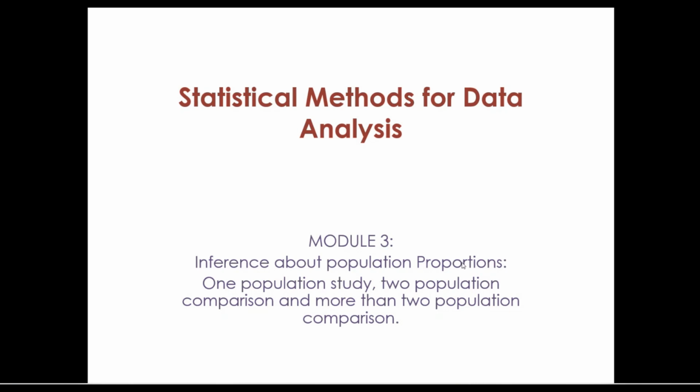So in module 2, we are making inference about means of the population. Module 2 is means. Module 3 is about proportion.